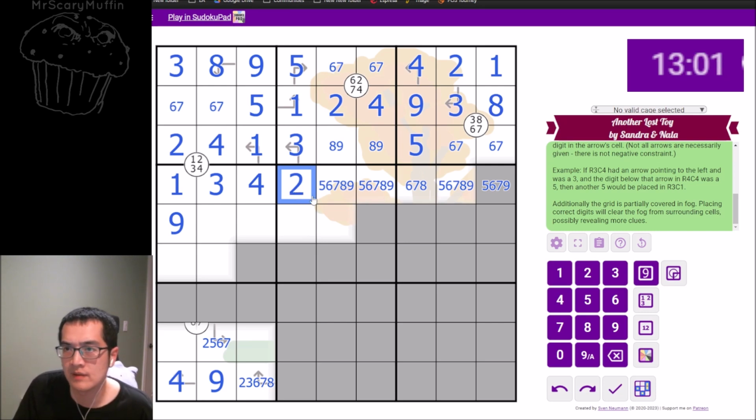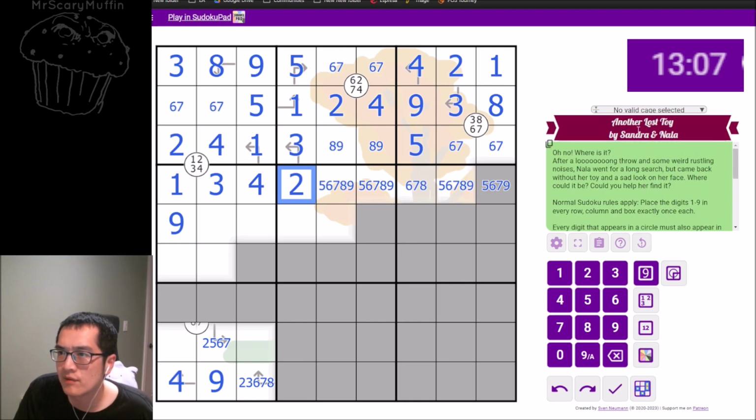I was hoping that it'll give us more. What is this? A little tree? A tree picture? Another lost toy? Maybe the dog buried it under the tree or something. That's kind of cool. The 4 didn't make a difference here.